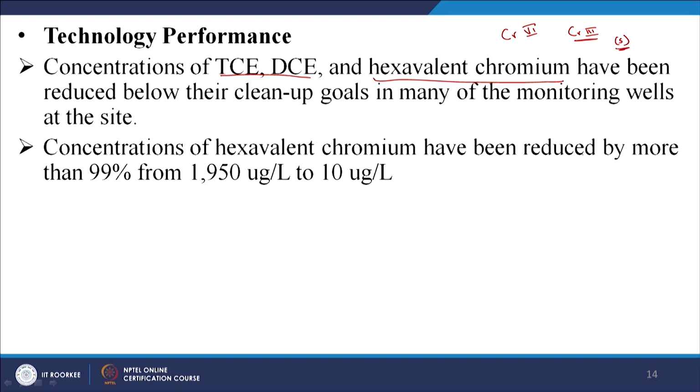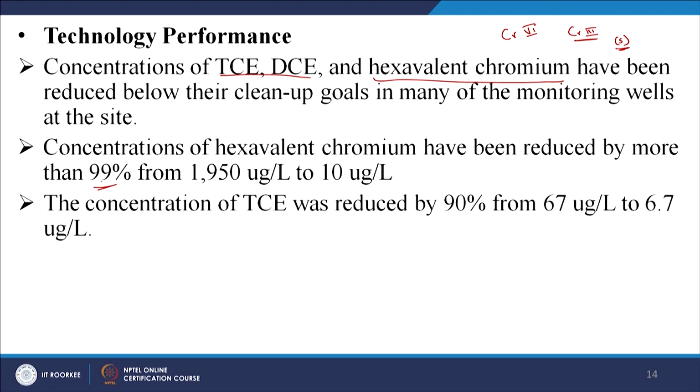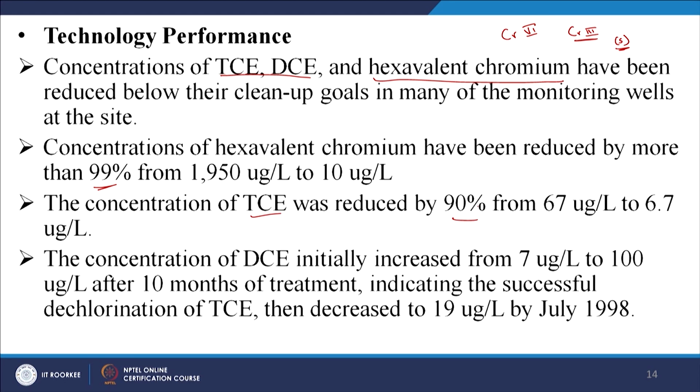Concentrations of hexavalent chromium have been reduced by more than 99%, right. We just looked at that. TCE around 90%, right, and the concentration of DCE initially increased, right. And why is that? Because DCE is one of the byproducts of TCE degradation, and after that it further decreased to a particular value, right. So, what is happening now? There are different electron acceptors out there. What are they? Hexavalent chromium, TCE, and so on and so forth.